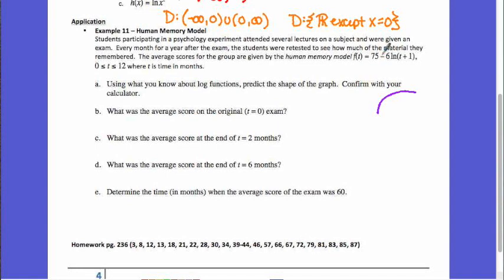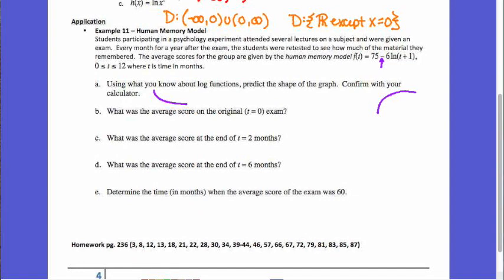Just like with our other transformations, that sign in front of my natural log was negative. What's that going to do to my graph? That's going to reflect it over the x-axis. Now, does it make sense that if you took a test now, and then you took the exact same test a month from now but didn't study or anything, doesn't it make sense your score would probably go down? Okay, just wondering.